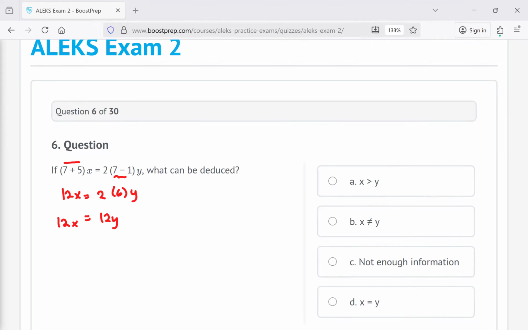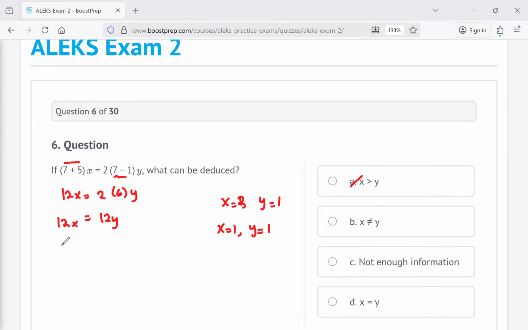Okay, so what must be true? If x is greater than 1, I don't think that's true. If x is 2 and y is 1, the left will never equal the right, right? I don't think so. B, x cannot equal y. I think they must be the same. So for example, if x equals 1, y must equal 1.